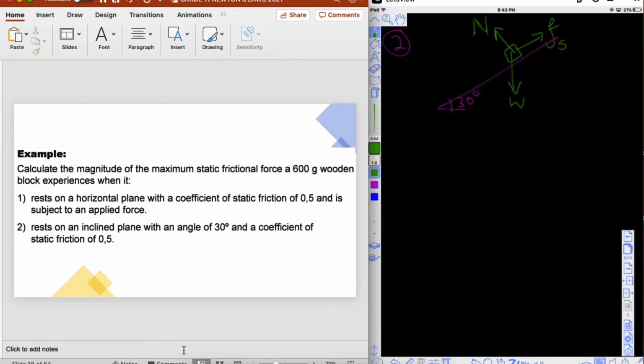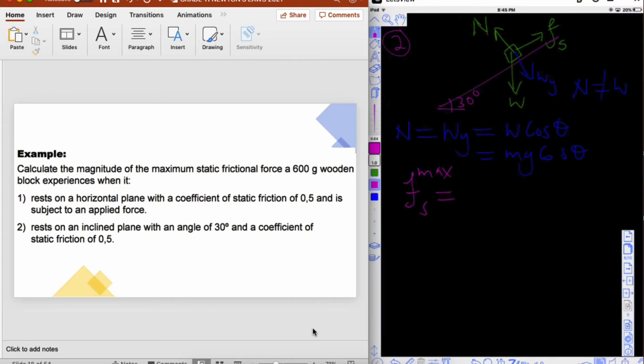So remember what we said. In this case, our normal force is not equal to the weight, which means the normal force is actually equal to Wy. In our previous derivation, Wy is equal to W cos theta, which is equal to mg cos theta. So we can actually calculate our maximum static frictional force, F max S, being equal to mu S times the normal, which is equal to mu S times the normal.